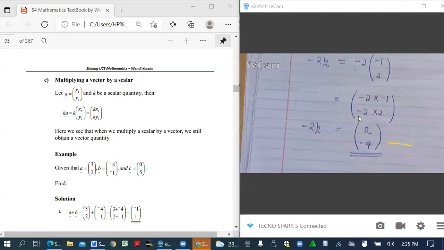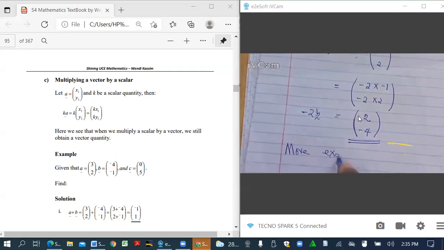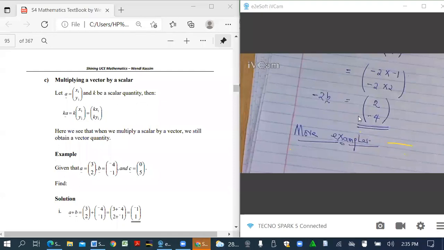If there are no questions, now let's go to more examples. Now, we have seen how to add, we have seen how to subtract, and we have seen how to multiply a vector by a scalar, right? Now I want to give a question which will combine all the three concepts together. We shall add, we shall subtract, then we shall multiply by a scalar.